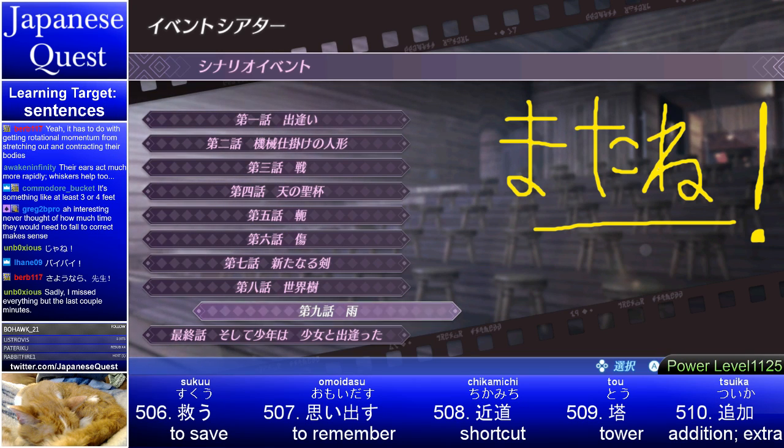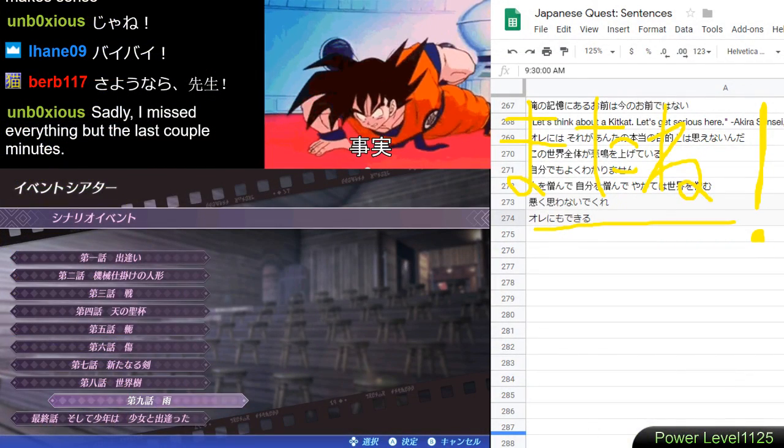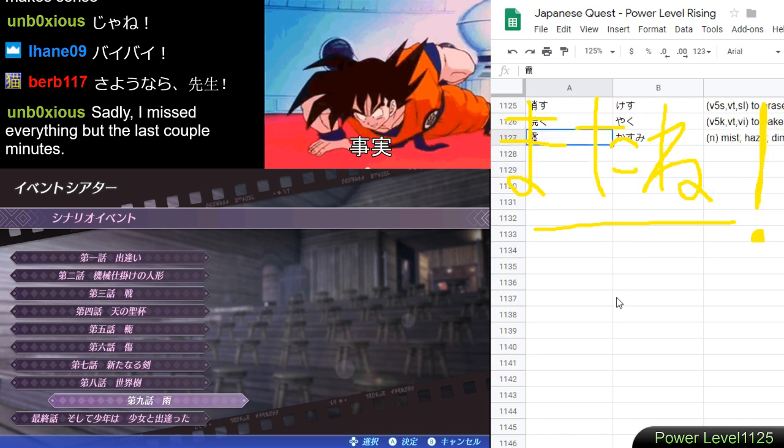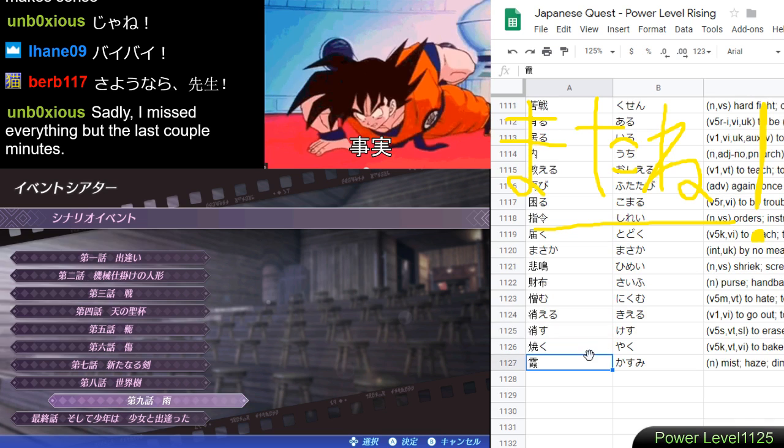Well, we can at least update you, because our power level actually did go up. Let's see where our power level is. Let's jump to our words quickly. We learned today just a few words. Kieru, to go out. Kesu, to erase. Yaku, to bake or to cook or to burn. And then Kasumi, mist haze, also a name of a character in this show.